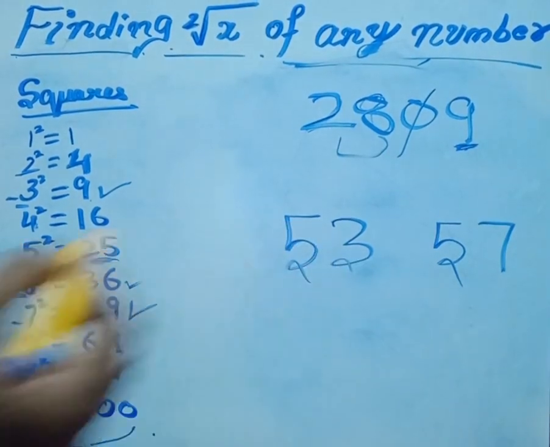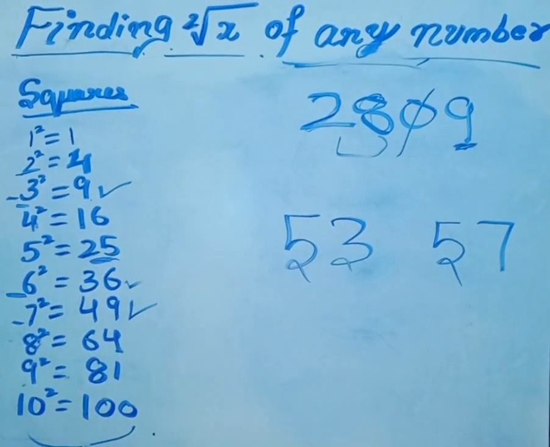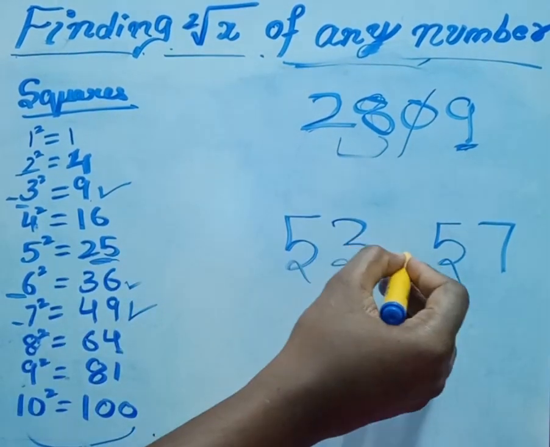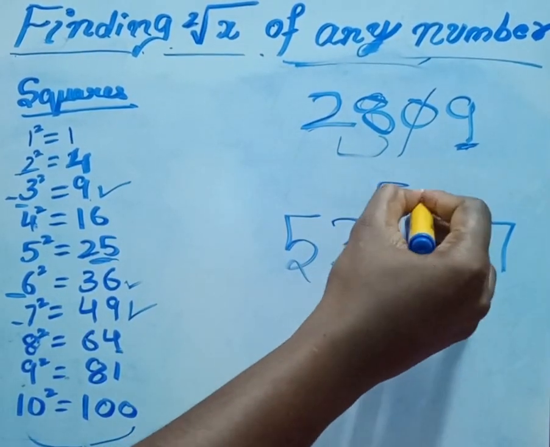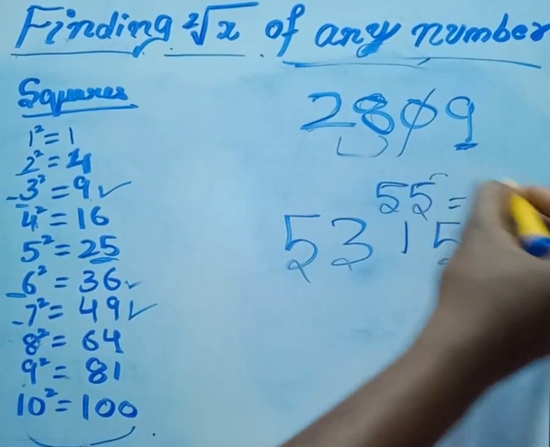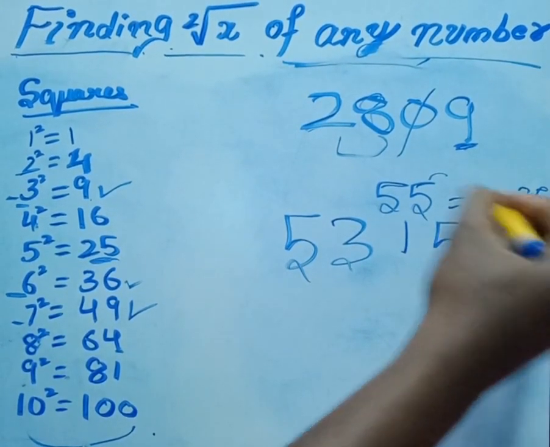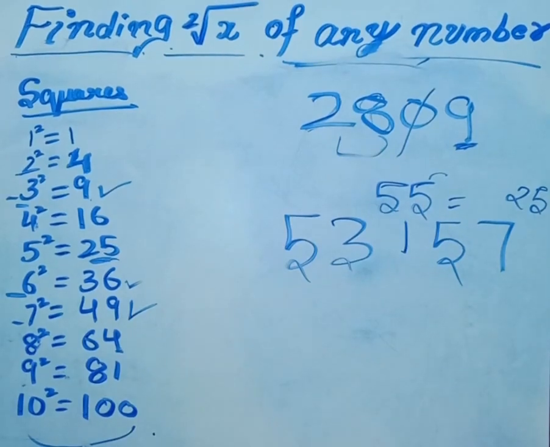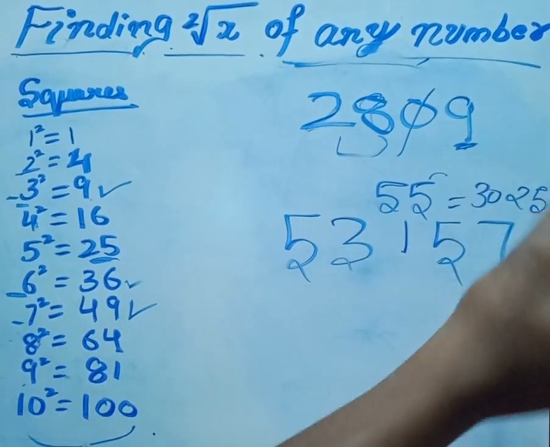Now we got two numbers, but we have to choose one number from among these two. So how can we choose the correct number? Take the middle number, 55. What is the square of 55? As I told you, 25, it always ends with 25. What is the next number after 5? 6. So 5 times 6 is 30, 3025.